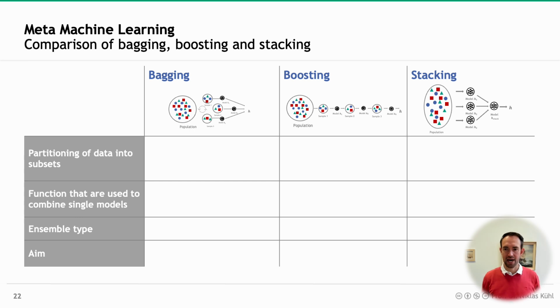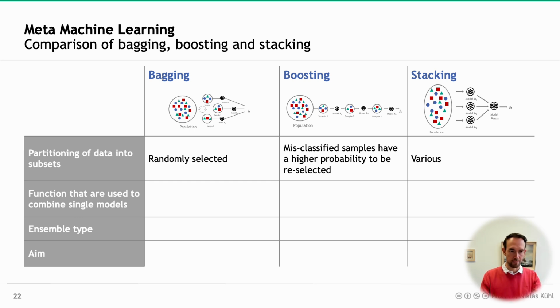Now let us compare the three different cases of meta learners or ensemble learners: bagging, boosting, and stacking. In a nutshell, the partitioning of the data subsets works as follows. For bagging, as I said, they are randomly selected. For boosting, misclassified samples have a higher probability to be re-selected, if you recall the graphic. And for stacking, it varies, right? But we do take the main population over here, typically.